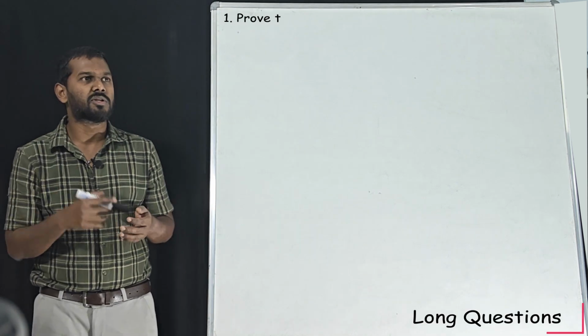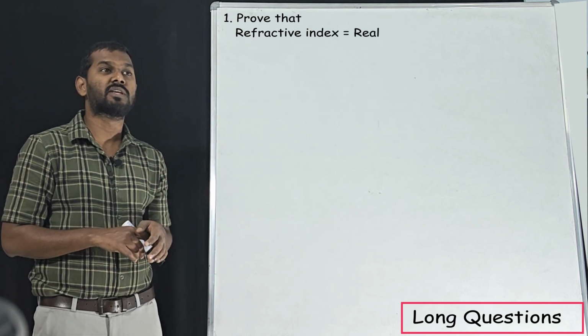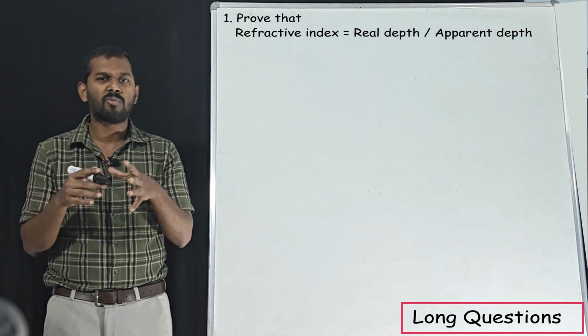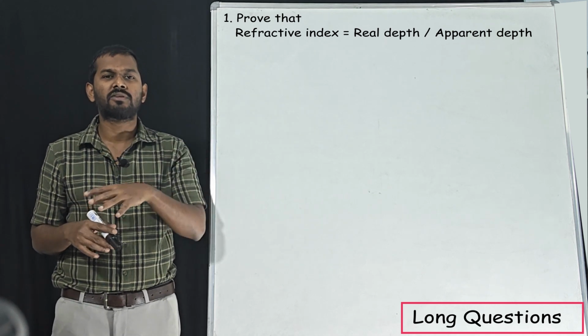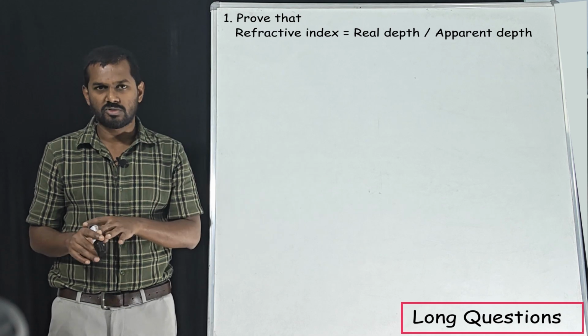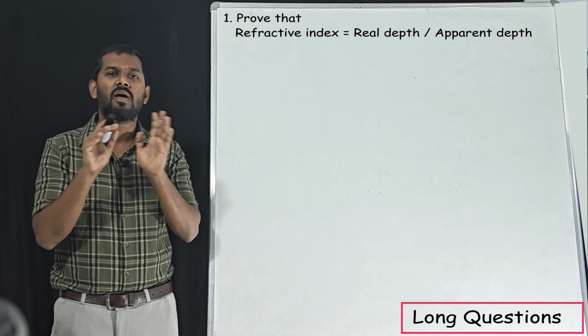That's it. Our next question, prove that refractive index is equal to real depth by apparent depth. Okay, see, in the ICSE board exam, formula derivations will not be there. So don't worry about this question. Derivation based problems they will never ask.